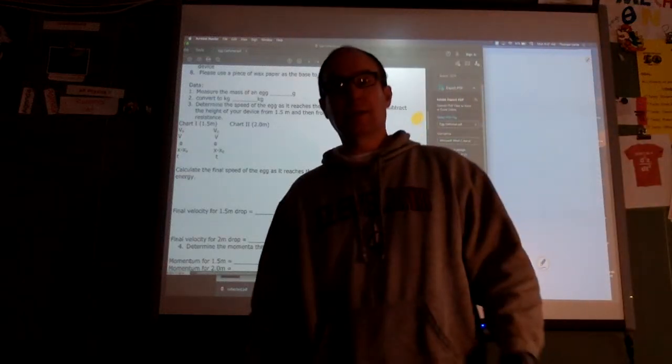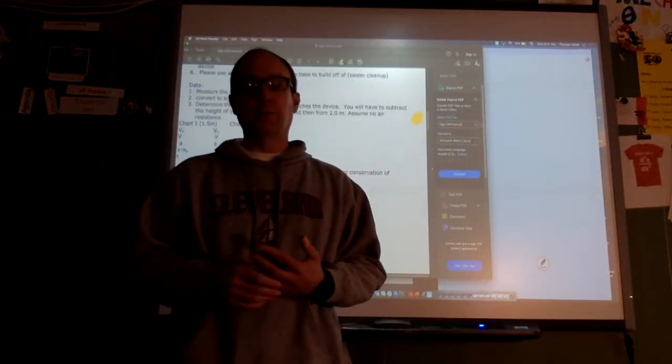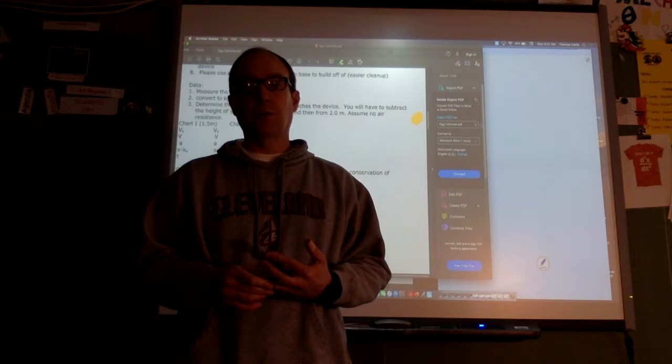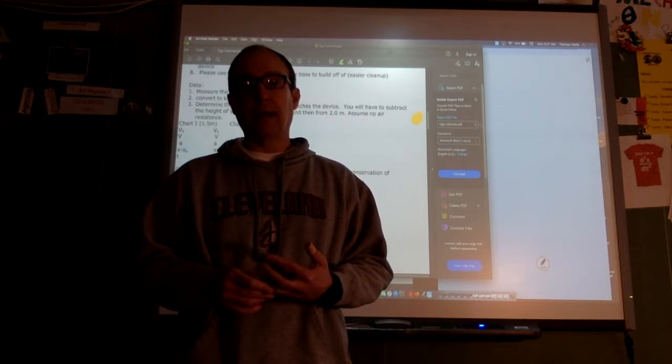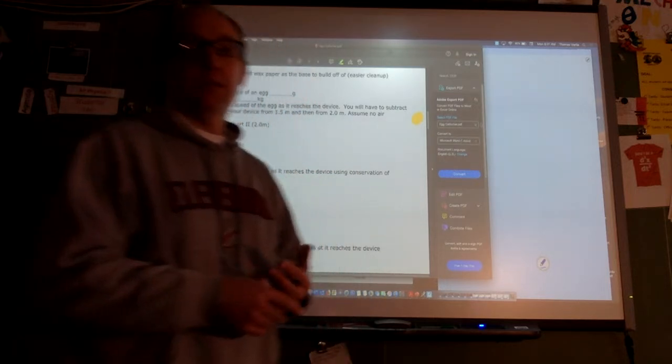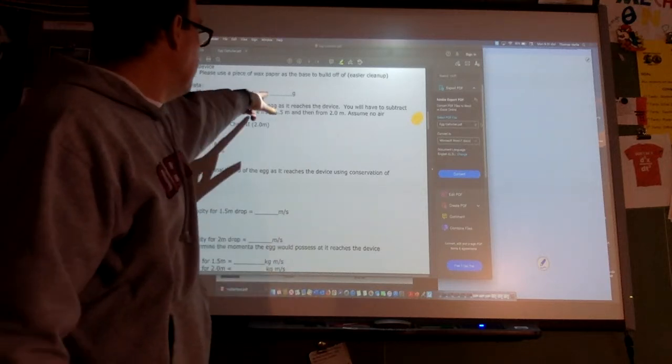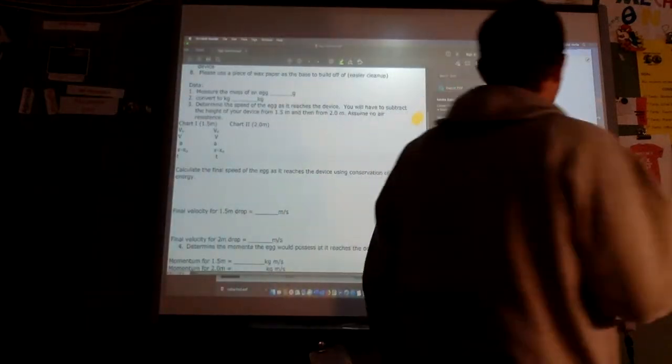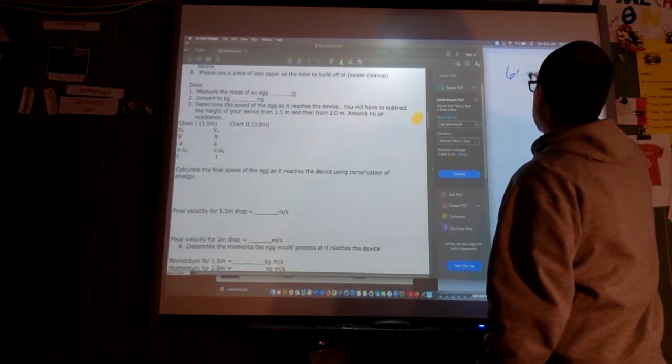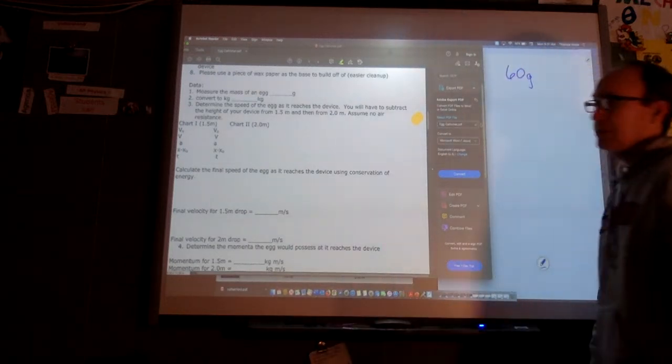Hey guys, this is going to be some review on how to solve your momentum problems for the egg catcher. So the first thing that we need to do was to measure the mass of an egg, which I just did, and I got one to be 60 grams.